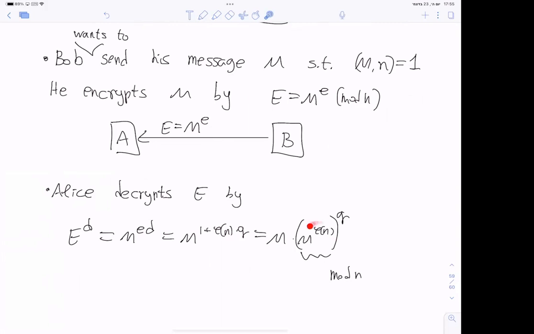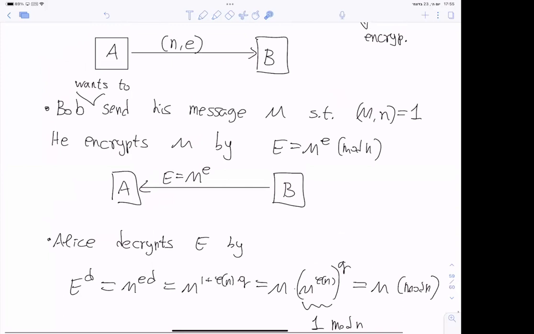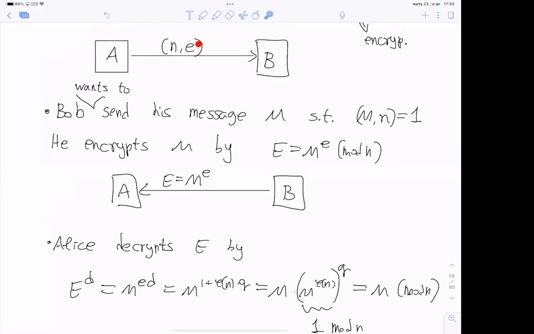Okay, this is the point. This is equivalent to what, modulo n? Remember that M is prime to n. So M to the power of phi n is what? 1. So actually you get M modulo n. And the only one that can use this D is Alice. Now, if one knows this phi n, once one knows E, they can easily find its inverse by Euclid. So it's very important that no one knows phi n. Though n is known, phi n is not known because P and Q are not known.